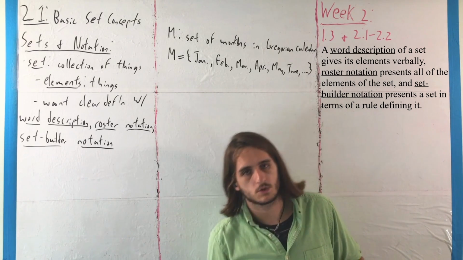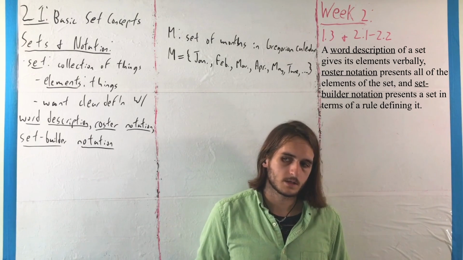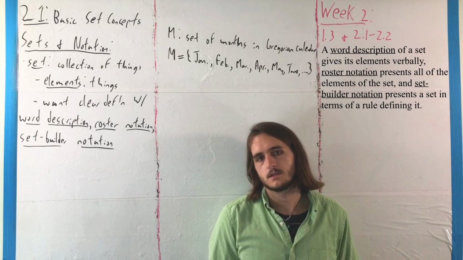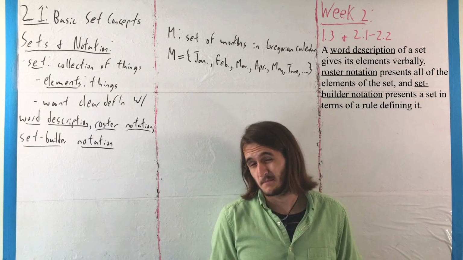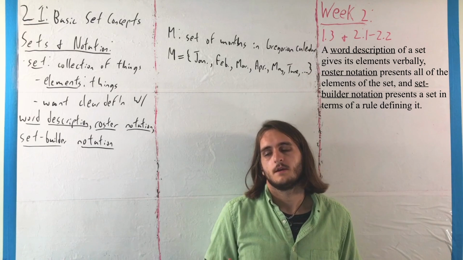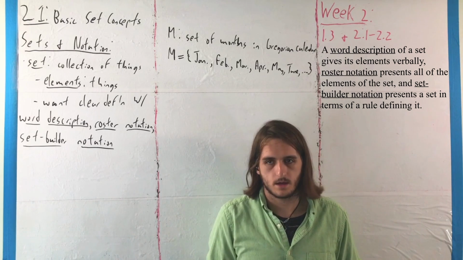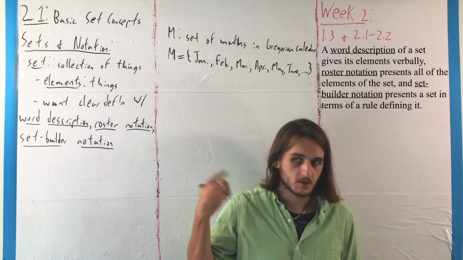But much like how a word description might not very well fit certain kinds of sets, especially obscure sets of numbers, roster notation also has some limitations, because there are cases where you want to be able to list everything, and everything is much more than 12.